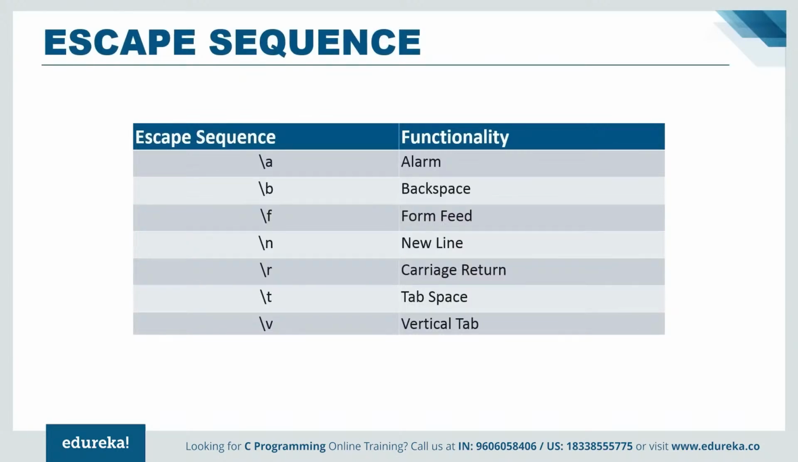As you can see, these are a few examples of escape sequences designed in the C programming language. The first one is alarm, which is provided by \a, the second one is backspace, the third one is form feed, and the fourth one, you know this, \n, which means new line. After that we have carriage return, and followed by that, the common one we usually use while printing matrices, that is tab space, and finally we have vertical tab.